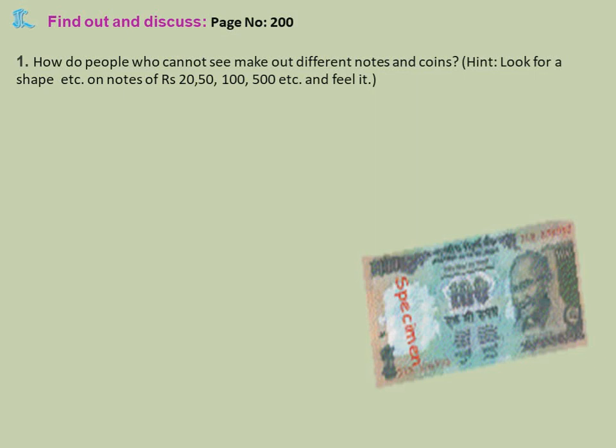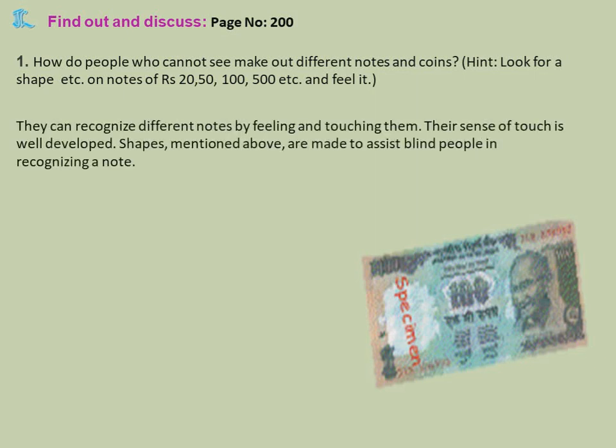Now, find out and discuss, page number 200. How do people who cannot see make out different notes and coins? Hint: look for a shape etc. on notes of rupees 20, 50, 100 and 500. Before this, you just take all the notes and you check what all are the differences. Then you can identify. Okay, they can recognize different notes by feeling and touching, children, because the bars and all will be there. By feeling and touching they can tell, as the sense of touch is well developed.